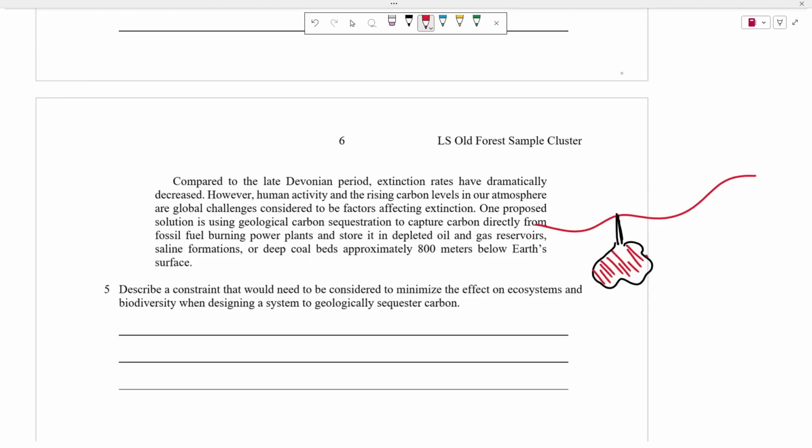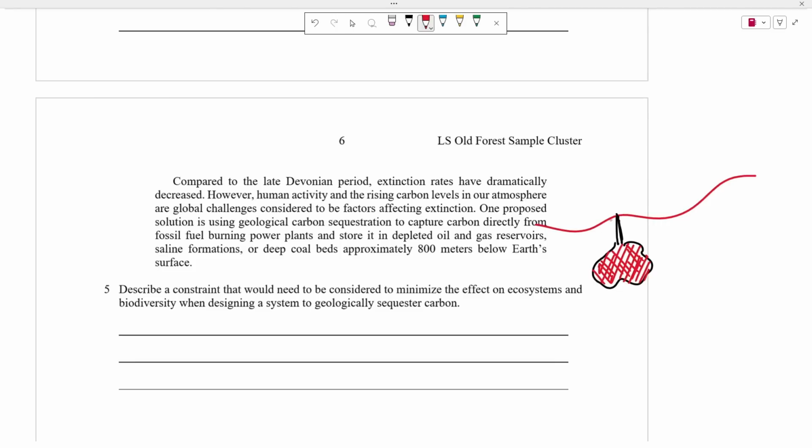So now number 5 asks us to describe a constraint that would need to be considered to minimize the effect on ecosystems and biodiversity when designing a system to geologically sequester carbon. So when you're trying to sequester, or contain and take away the carbon into a new environment, what's one factor that you should care about? Well, first of all, you want to make sure that the carbon dioxide isn't going to harm the environment. When you're collecting this carbon, when you're sequestering it, you should make sure that you're taking it away into a place where it can't further harm the environment.